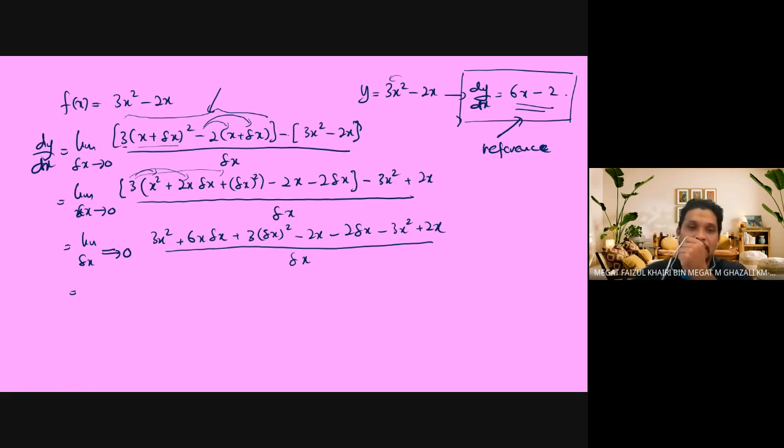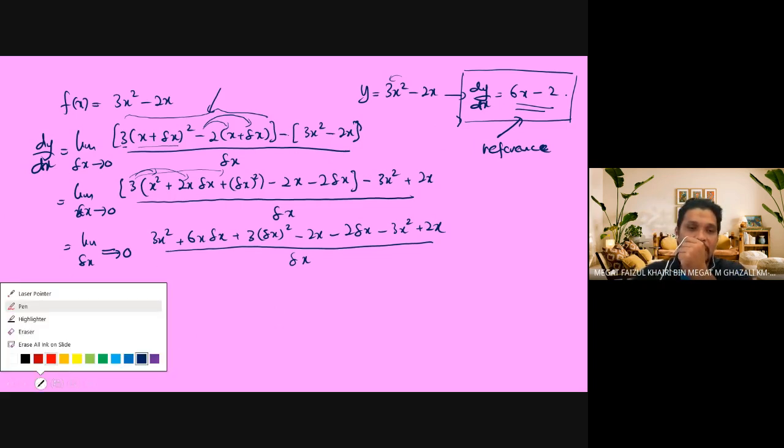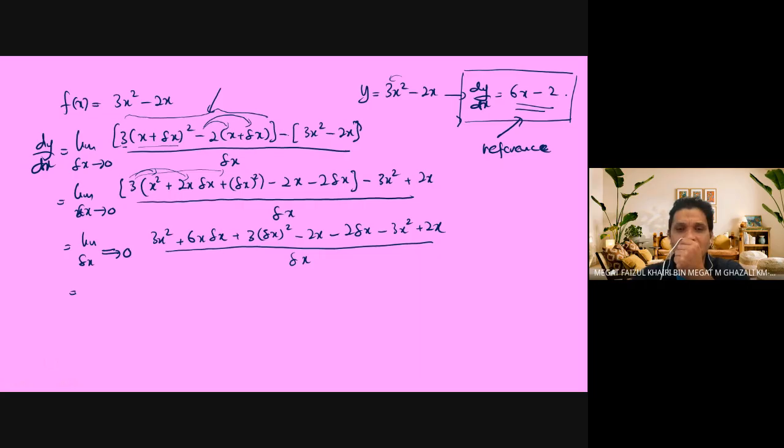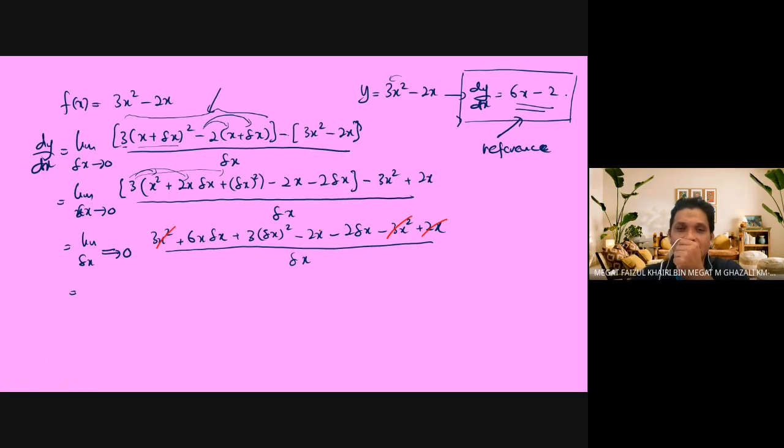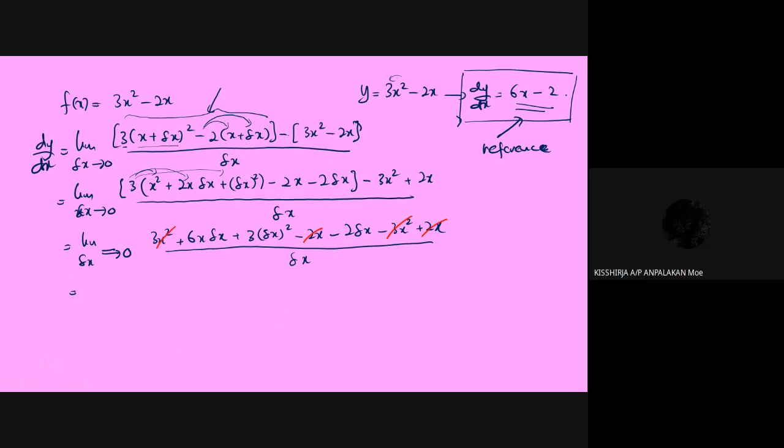Okay, so let's find out which part we can make some elimination or cancellation. 3x squared minus 3x squared. Which else? 2x, 2x. Yes, 2x minus 2x. Anything else? No, we don't have any.